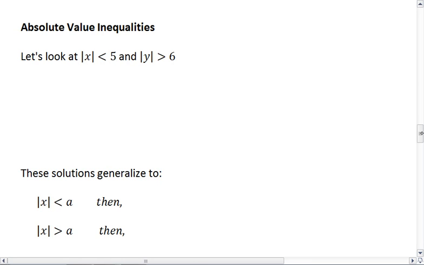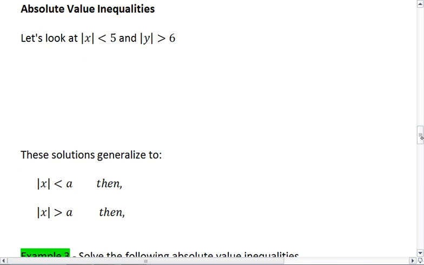Absolute value inequalities. Let's look at the absolute value of x is less than 5, and the absolute value of y is greater than 6. We'll start with x. So we're looking at the absolute value of x is less than 5.